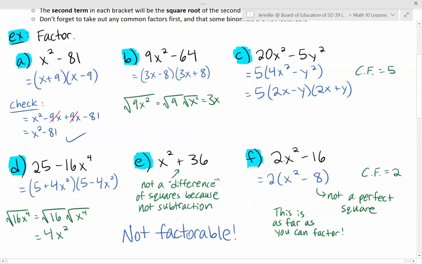And then in this example, it's not a difference of squares right away. We've got to get rid of this common factor of 2. This is a perfect square, but this one is not. Once we take out our common factor of 2, this 8 is not a perfect square. So this is as far as you can factor. You've done your common factor, there's nothing else you can do. So sometimes it might look like it could be a difference of squares, but make sure you check that each of these terms is a perfect square.